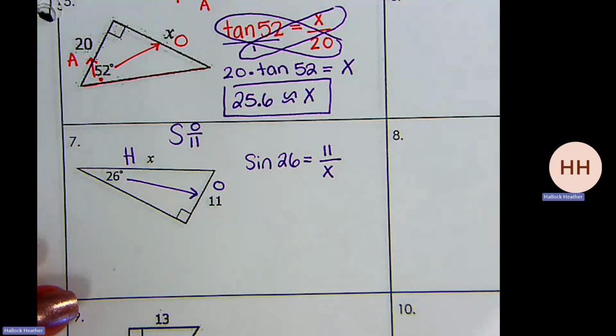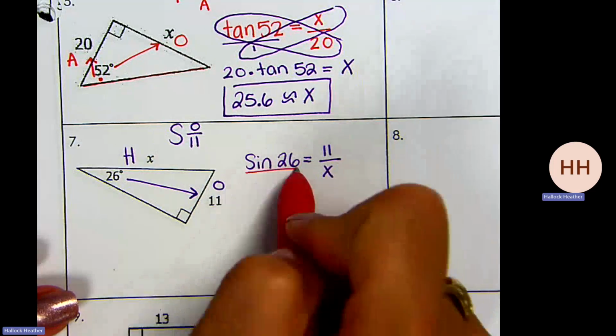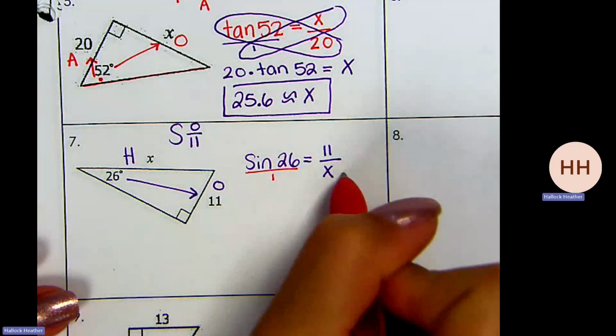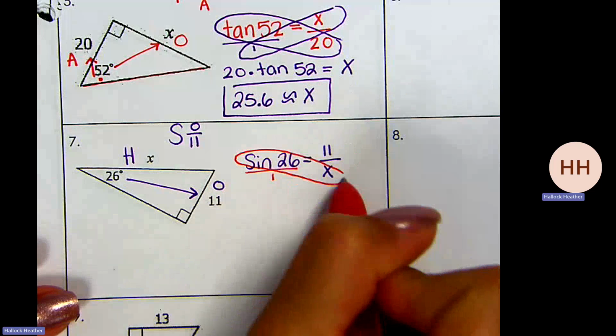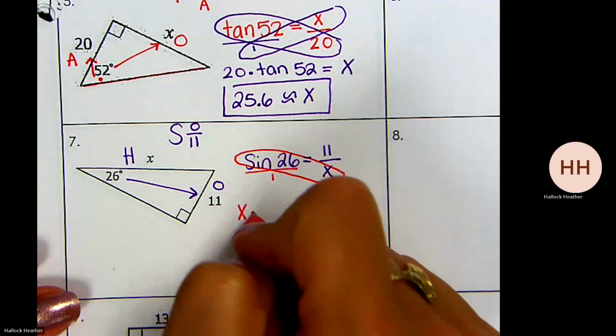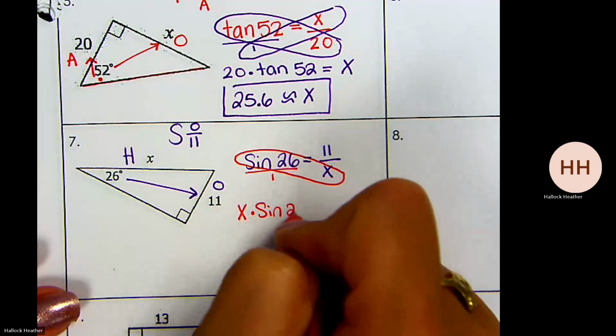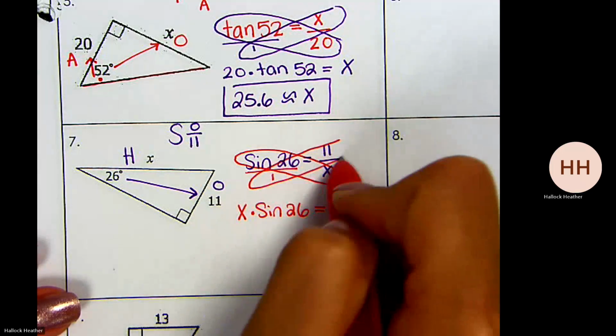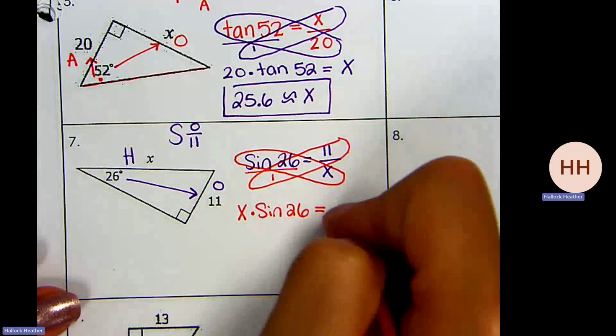And it does look weird. It's different from how we did number 1 and number 5. I'm still using the same method. I'm going to make sine into a fraction. I'm cross multiplying this time. So I'm doing x times sine of 26 equals 11 times 1, which is 11.